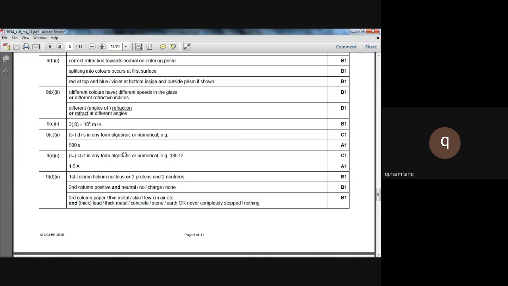Sir, I have written. Yes, what have you written? They split into different colors as they all have different speeds in glass with respect to each other. So all have different angles of refraction at the glass prism.